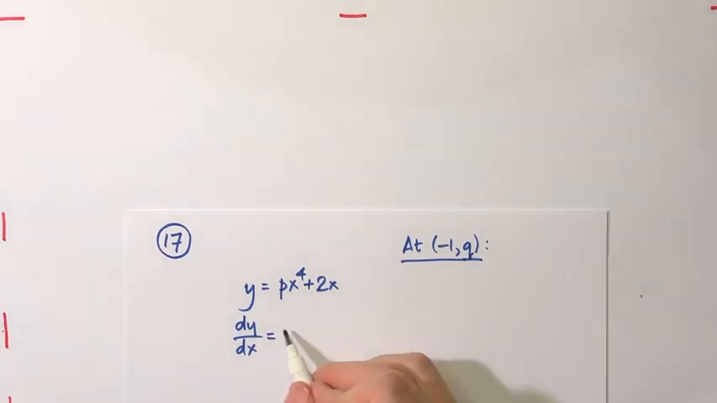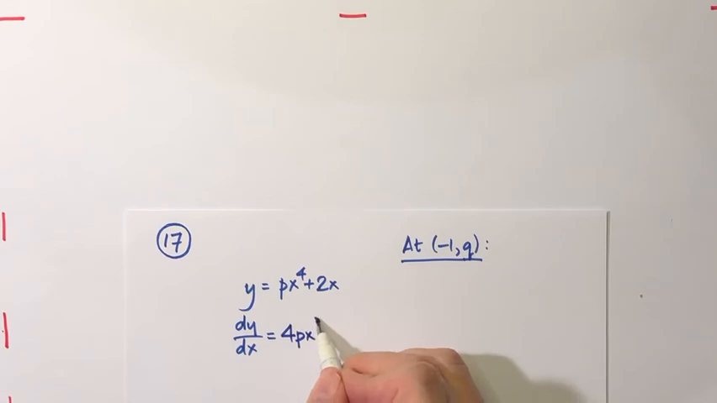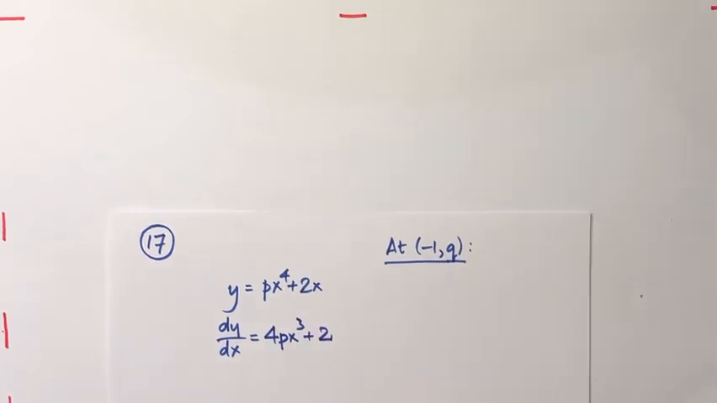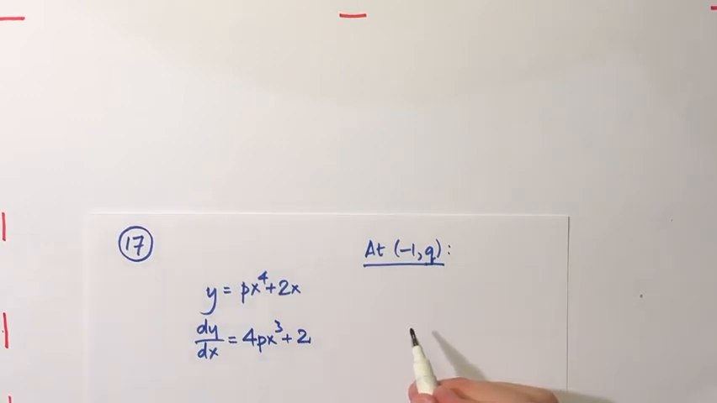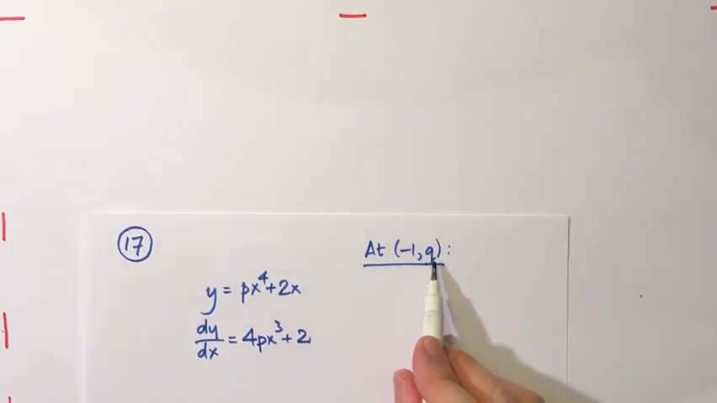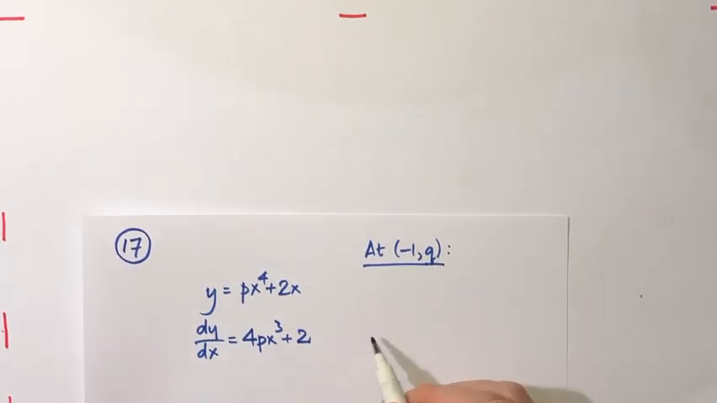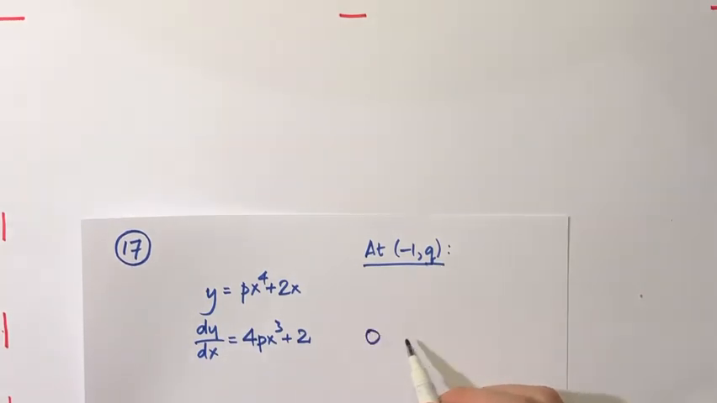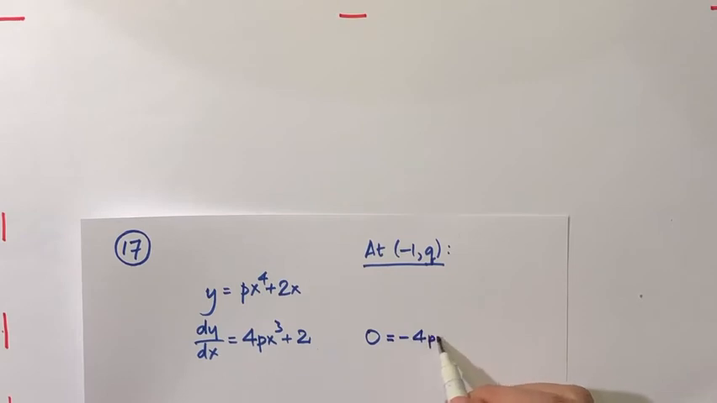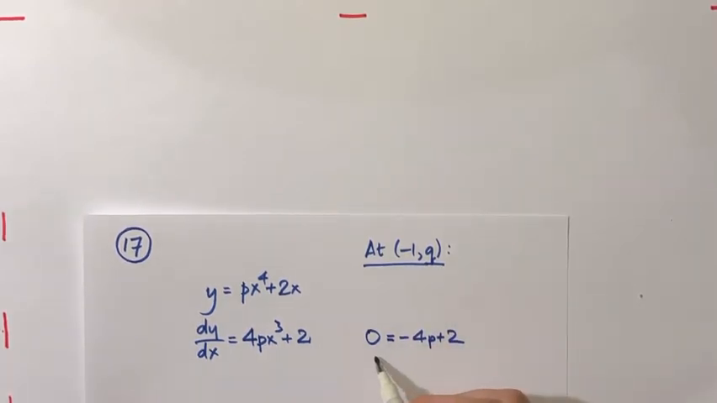That's equal to 4px cubed plus 2. And at (-1, q), because this is a turning point, dy/dx is equal to 0, which equals minus 4p plus 2 at this specific turning point. So that gives p equals a half. So that's the first answer there.